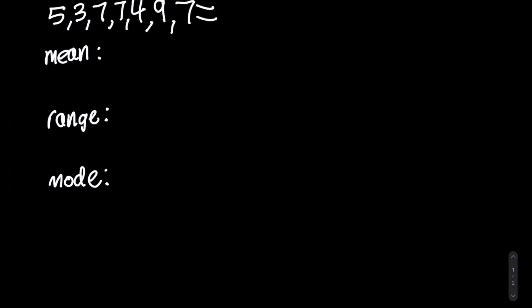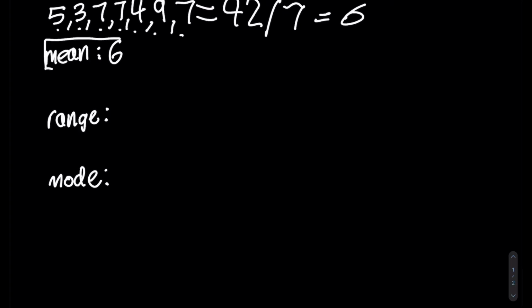5 plus 3 plus 7, 7, 4 plus 9. Added together, we get 42. And let's count the number of numbers inside this data set. We have 1, 2, 3, 4, 5, 6, 7. So now we have to divide this sum that we previously got by the number 7. 42 divided by 7 is equal to 6. Therefore, our mean is going to be 6.